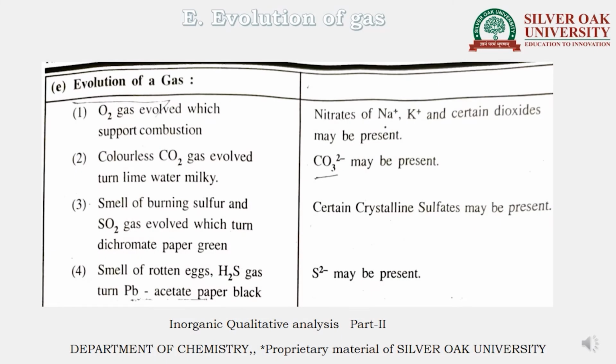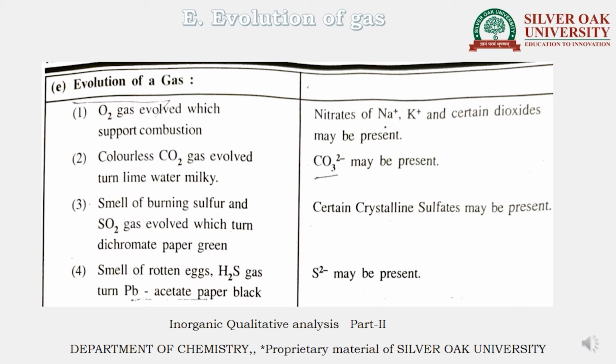Now let's observe, after sublimation, our fifth test, that is, number E, the evolution of gas: which gas is evolved and which ions it indicates. First, if O2 gas, oxygen gas, is evolved, then nitrates of sodium and potassium may be present, and if carbon dioxide is evolved, then carbonate may be present. If there is a smell of burning sulfur dioxide and it turns our dichromate paper green, then certain crystalline sulfates may be present.